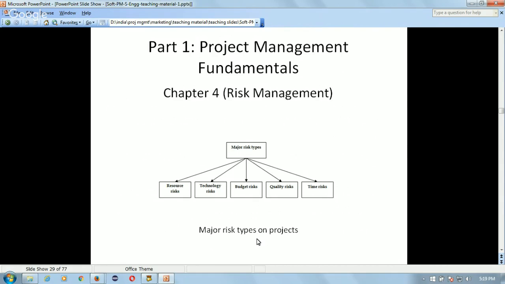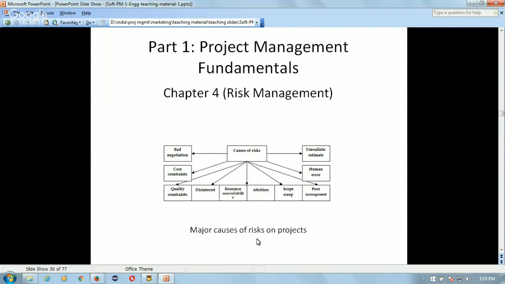Then time risk, so the time allocated for completing each project task is not enough, or due to some wrong estimates, effort estimates. So it could be a time risk.